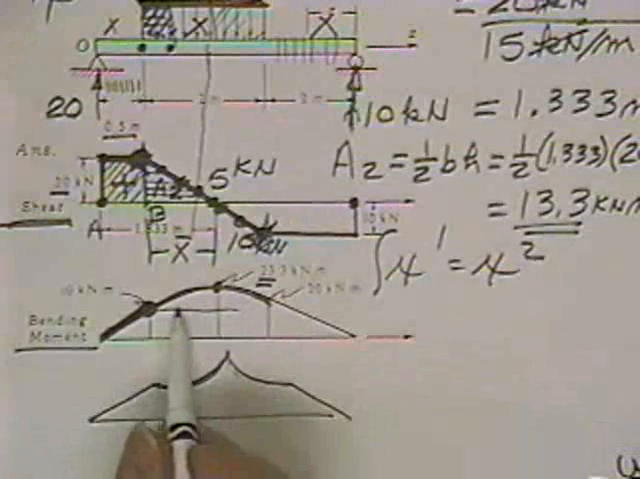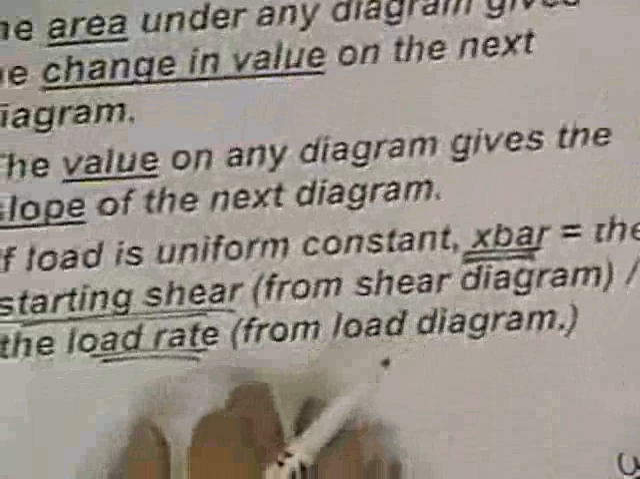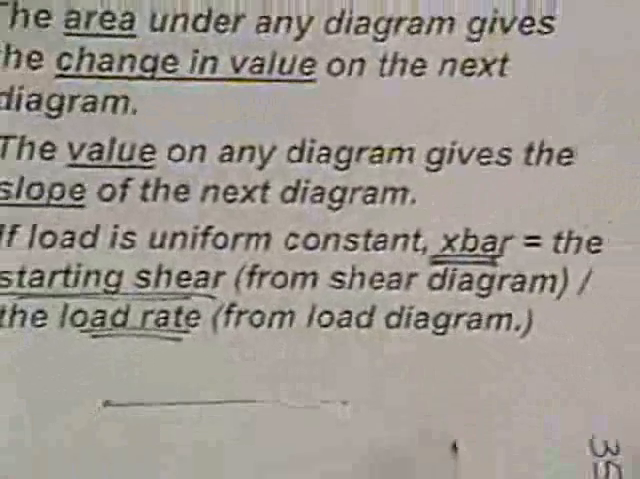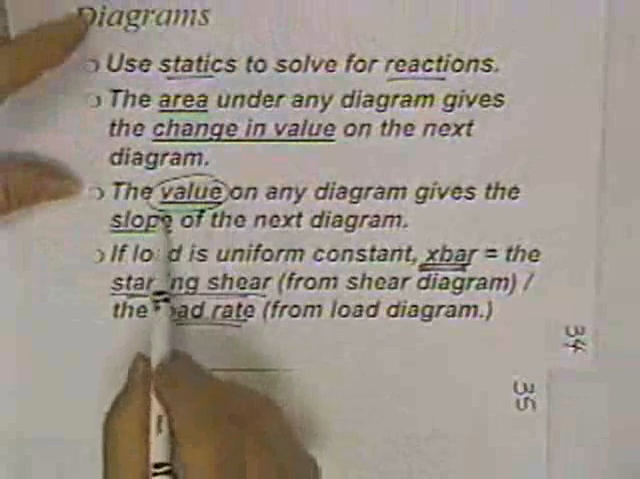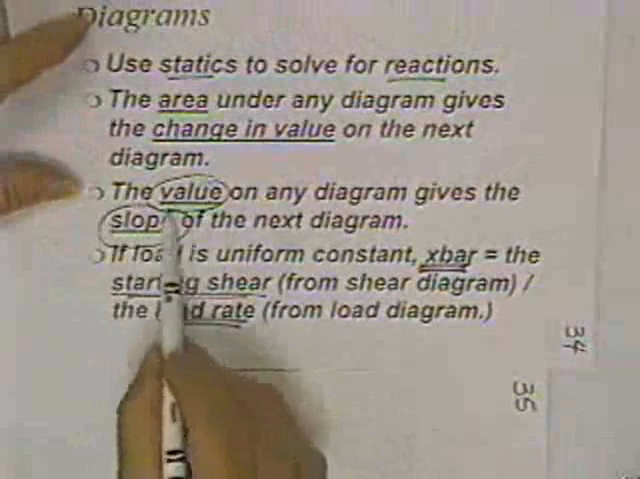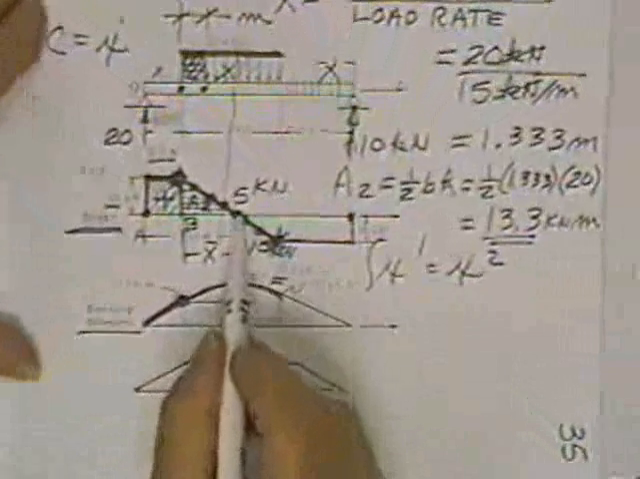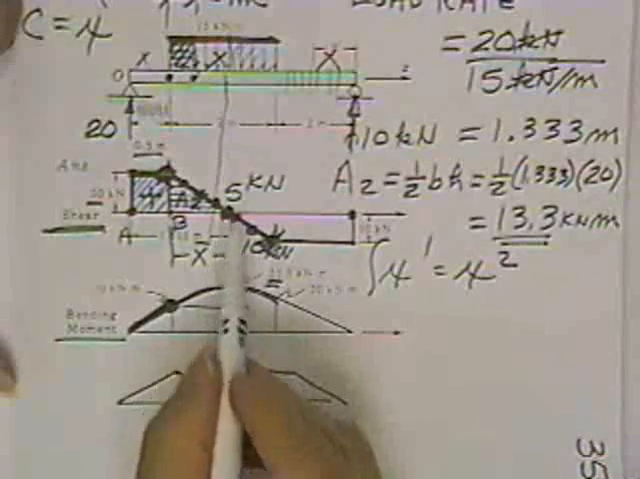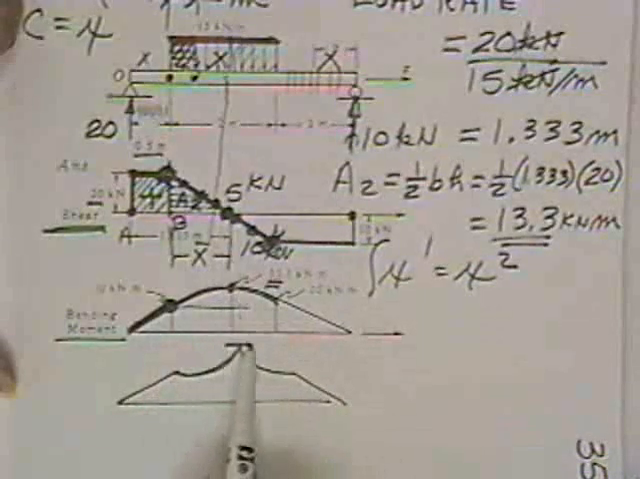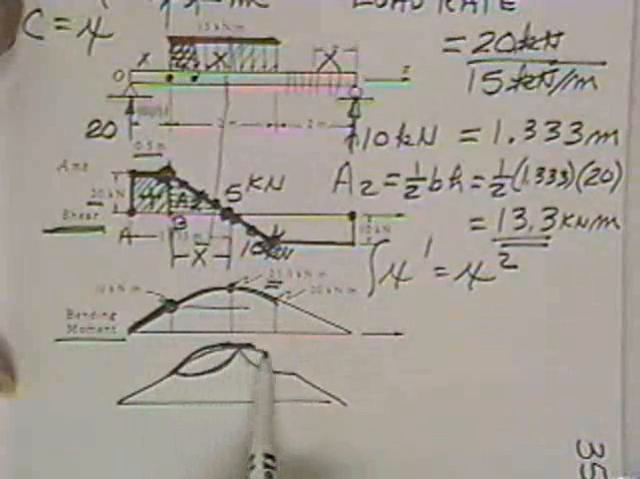Now you can find out which one back from the calculus. The calculus says that the value on any diagram tells you the angle of the next diagram. So you look right here and you see this value. Well, this value is 0. Therefore, the next curve should have a slope of 0. And that means this parabola is not the right one. This is the right parabola.